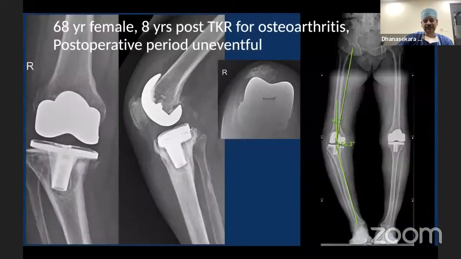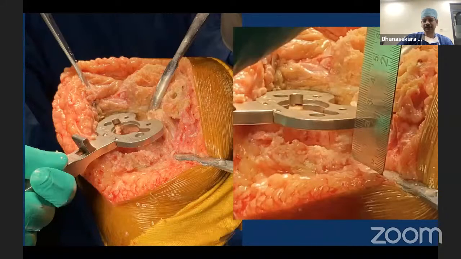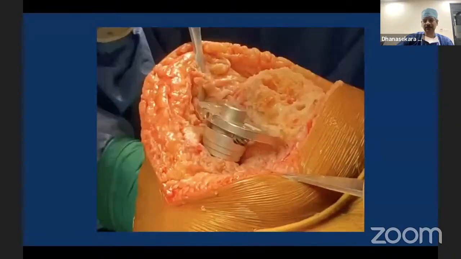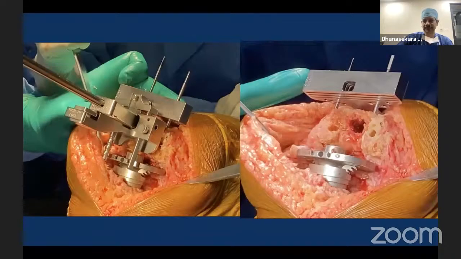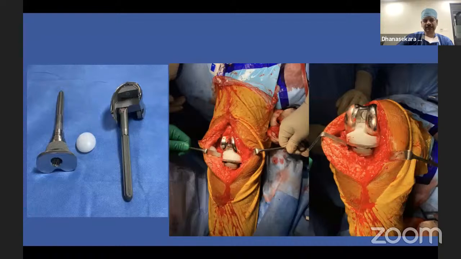This is an example of extensive medial collapse and bone loss in a 68-year-old female, 10 years post-surgery. We can see the extent of bone loss. So this is a preparation of the tibial sleeve. The defect is 20 millimeters from the top of the resected surface. So using a metaphyseal sleeve to build up the defect. We are using a distal femoral augment to build up the distal femoral defect. This is the final construct.